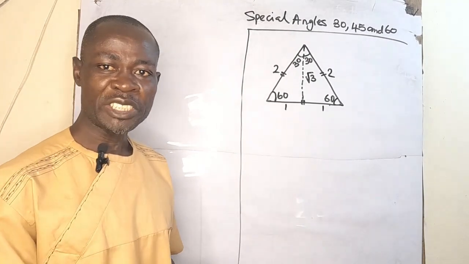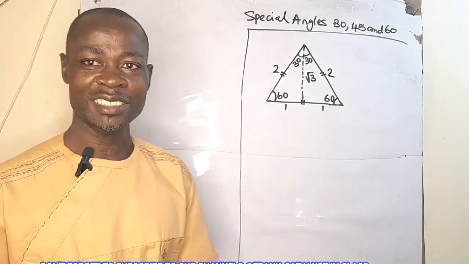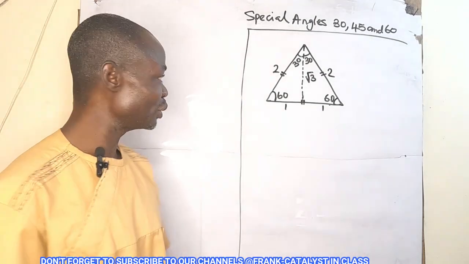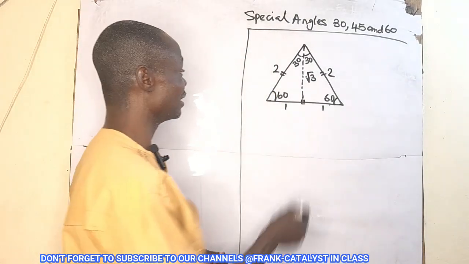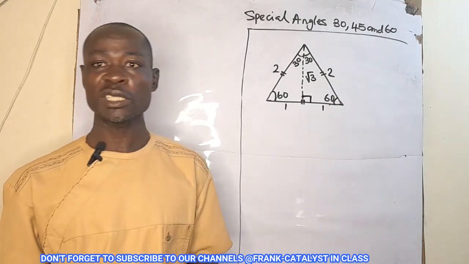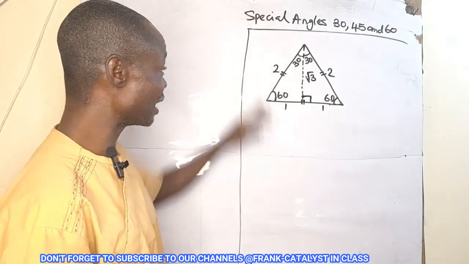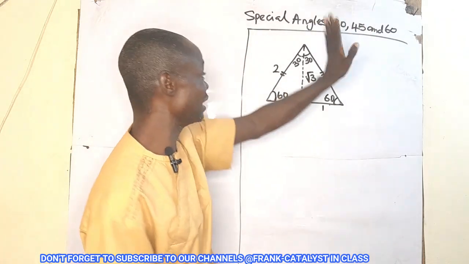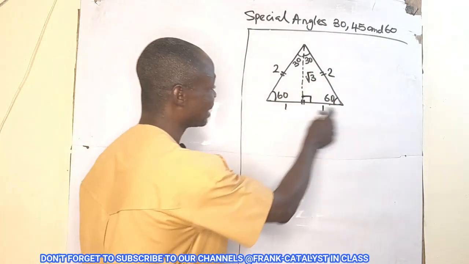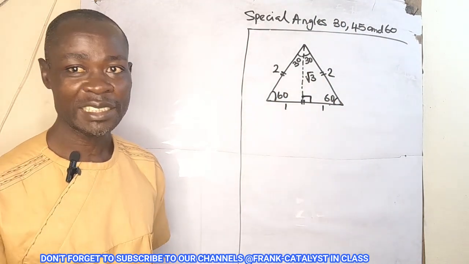So for special angles 30 and 60, how do we solve them? We'll solve them by looking at the triangle as an equilateral triangle. So when we have an equilateral triangle such that we assume here to be 2 and here is 2, that means that here is going to be 2 because all sides are equal.